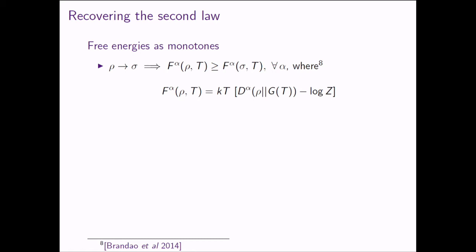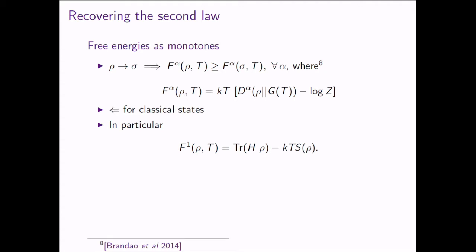So why? I mean, we had such a nice monotone. Why are we transforming it into this? It seems like there's no added value, and the added value is just to relate this to normal thermodynamics. Okay. So for classical states, this is also a necessary condition. In particular, if the alpha that you use here is 1, then what you get is the average energy of your state minus kT times the entropy of the state. And this is the free energy in traditional thermodynamics.